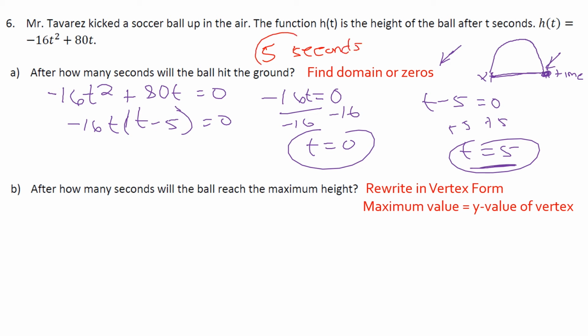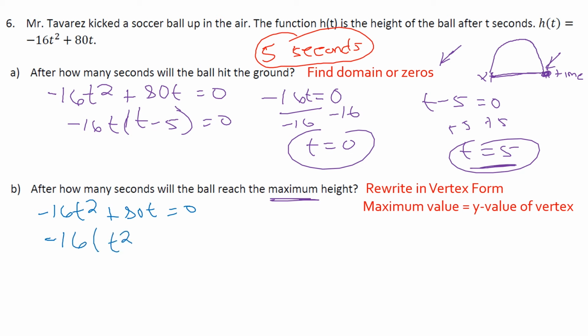That's our answer. B, after how many seconds will the ball reach the maximum height? So maximum height, we think vertex. And so we want to rewrite this equation in vertex form. So -16t squared plus 80t. I don't have a c, so I don't have anything to move over. I'm going to factor out this -16 so I can complete the square.